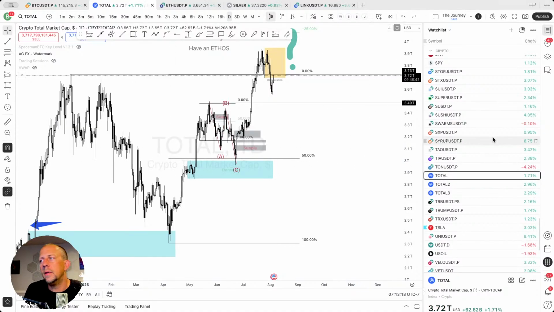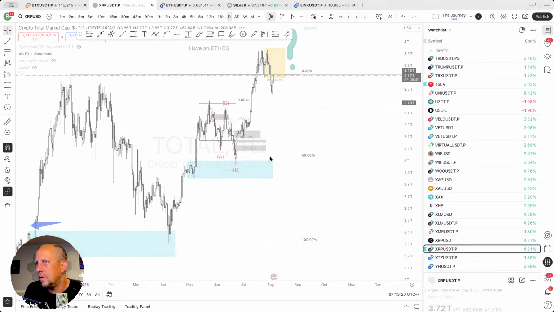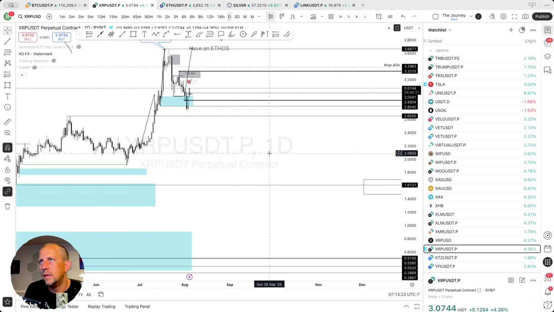All right, XRP. Tom Lee wants to look at XRP. Get out of here. It's crazy. That's crazy.